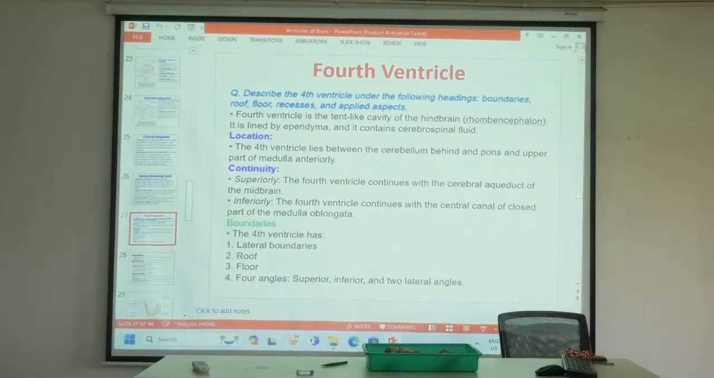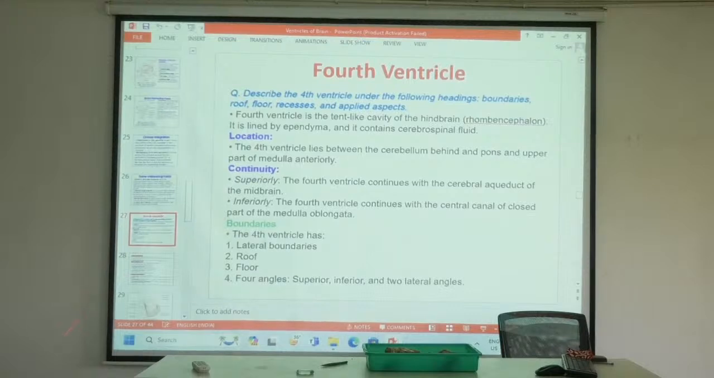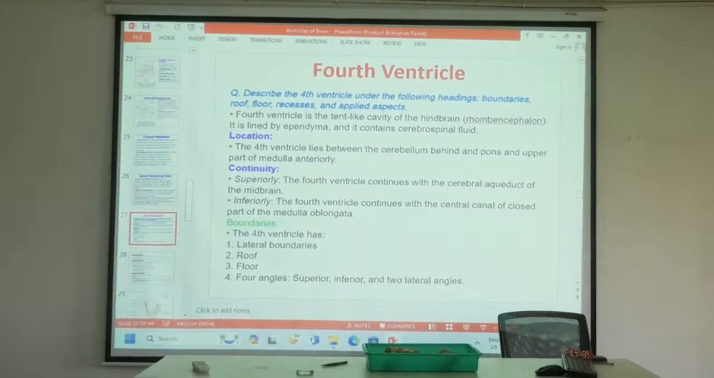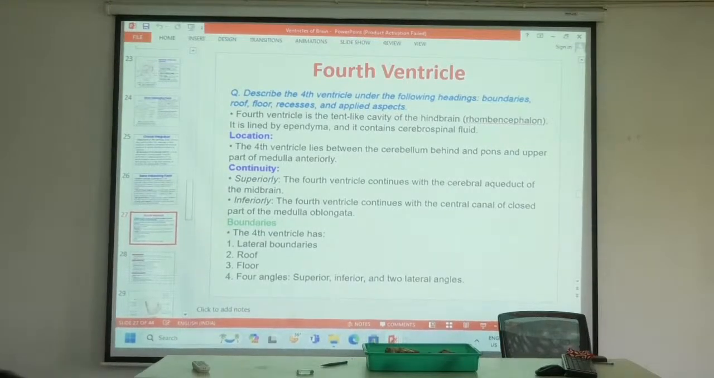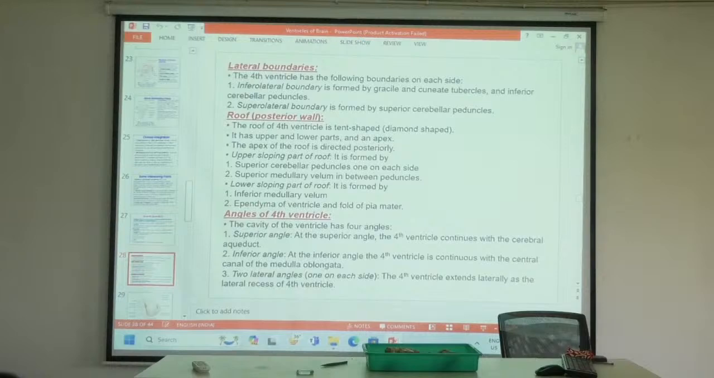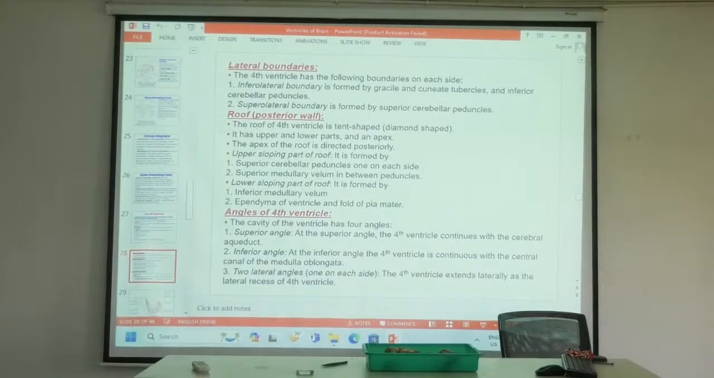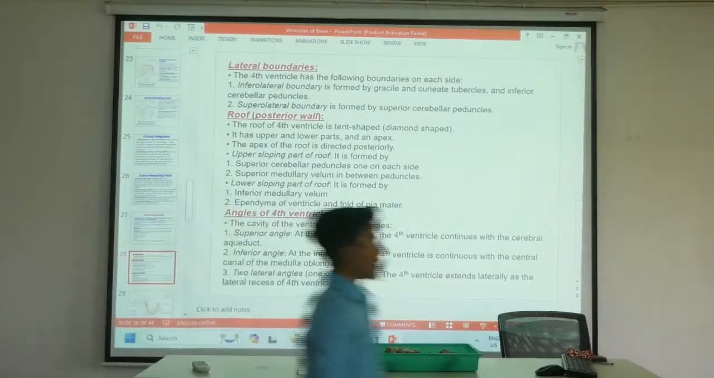There are lateral boundaries, roof, floor, and 4 angles: superior, inferior, and 2 lateral angles. So these are the boundaries. We will discuss individual boundaries. First, the lateral boundaries. The fourth ventricle has the following boundaries on each side.